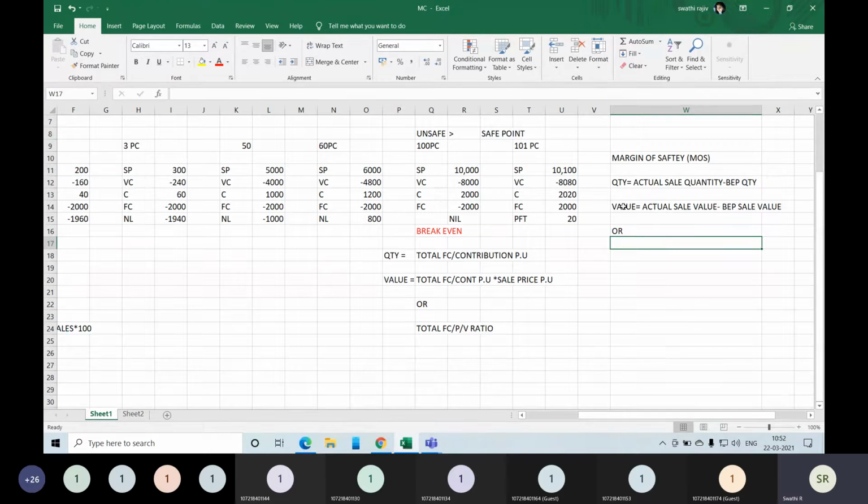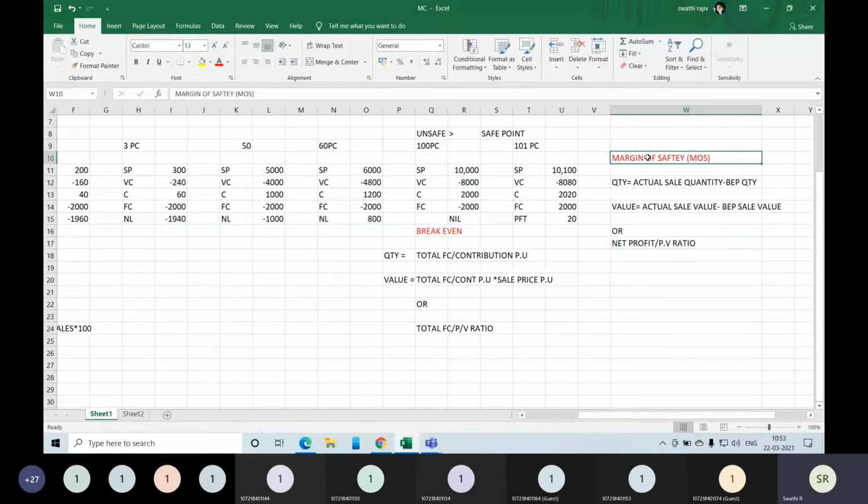We have one more formula: net profit, whatever profit you have, divided by PV ratio. Now what is PV ratio? It will be your contribution divided by sales into 100. So all those are value-based ratios. So this is one another concept that you have.